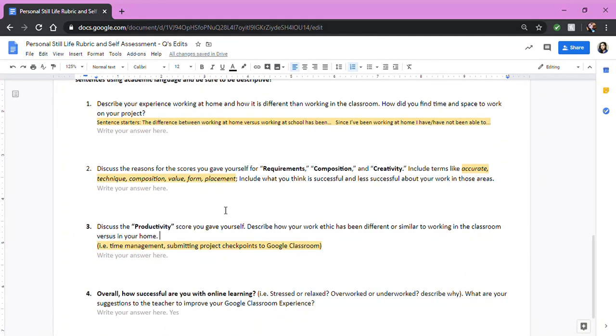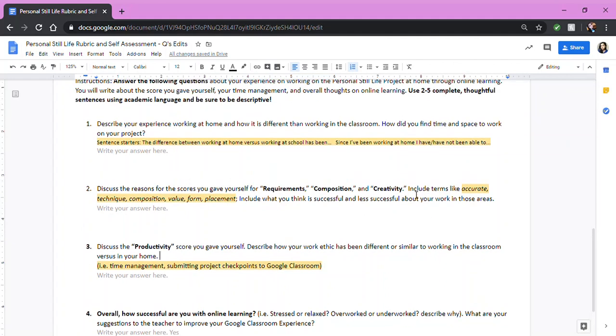So here are some terms that I took from the rubric and just brought down here. So terms like accurate, technique, composition, value, form, and placement. And also include what you think is successful and what was less successful about your work in those areas. And I have examples of these on a PowerPoint that are going to be posted on Google Classroom.